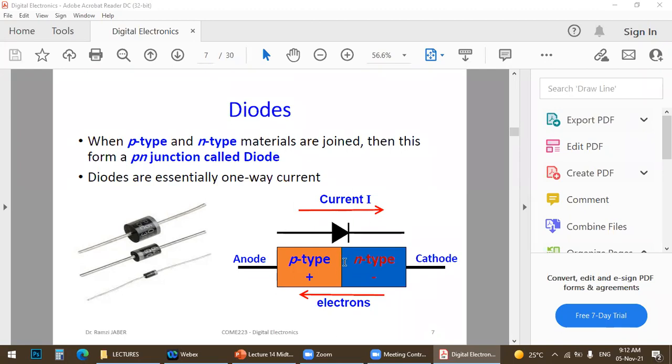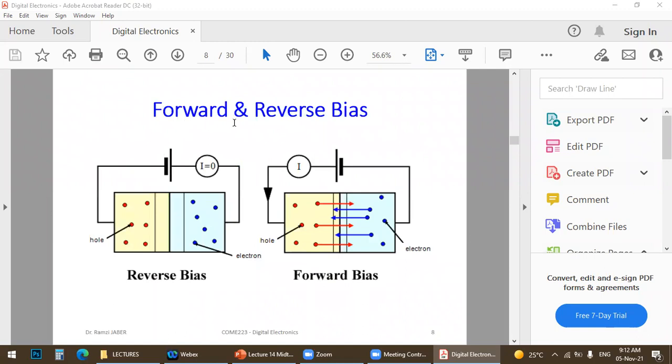So we have forward and reverse bias. Reverse bias means you put low voltage on the anode and high voltage on the cathode, so there is no current and the diode is turned off. Whereas when you put high voltage on the anode and low voltage on the cathode, we have forward bias. Forward bias means this diode is working correctly.